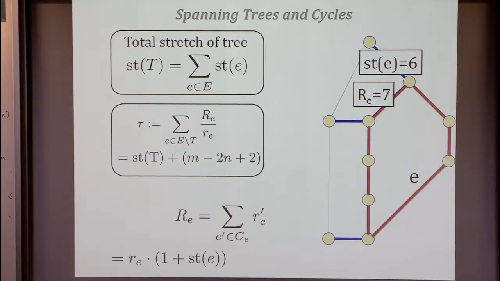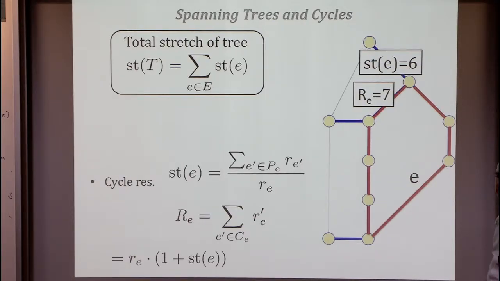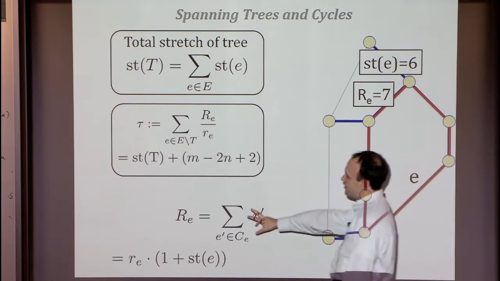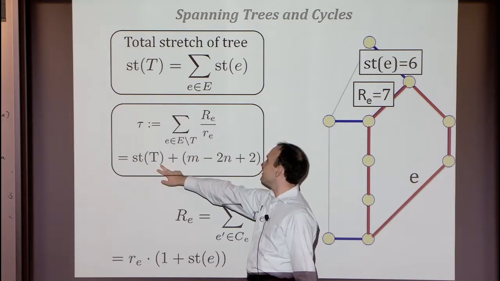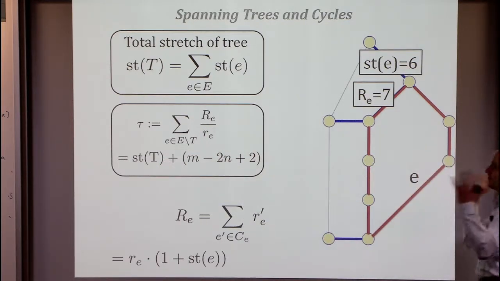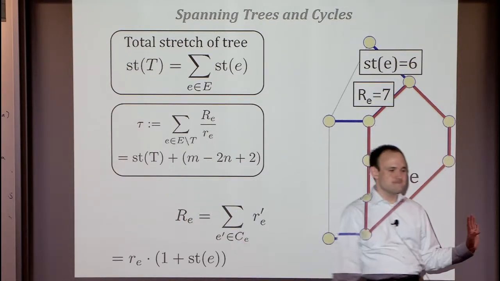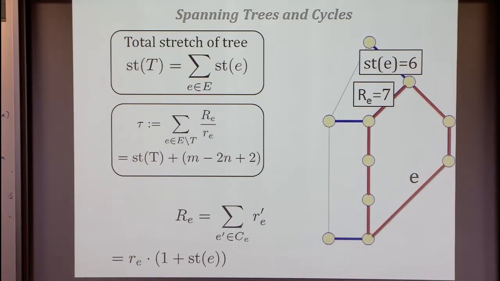And then we can define the total stretch of the tree to just be the sum of the stretch of all the edges, including the tree. And the number that's actually going to dictate our performance is the stretch of the tree plus m minus 2n plus 2. So as long as you don't have a super sparse graph, just think of this as stretch of T. This is just here so I can say something formally correct. But think of it as just stretch of T plus m. And remember, the stretch of T has to be at least m, just because you're including all the edges. So just think stretch of T, but this is the formally correct one.